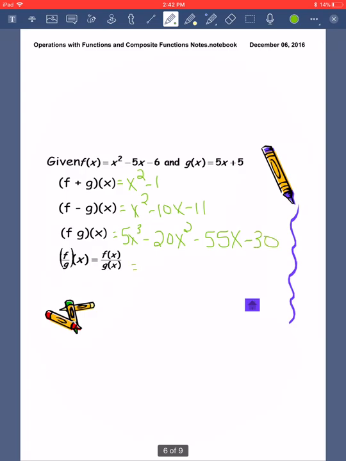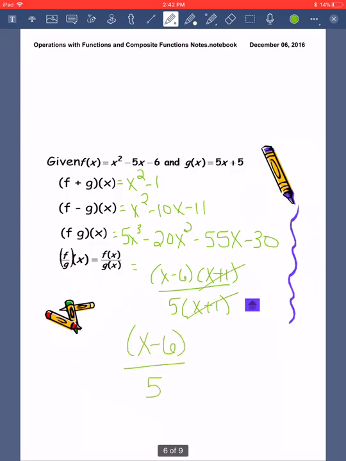And when I divide, I'll go ahead and work this one out a little bit. So the numerator factors to be x minus 6 times x plus 1, over the denominator is 5 times x plus 1, so I can eliminate the x plus 1s. So when I divide, I get x minus 6 over 5. And that is it for our operations with functions for today.